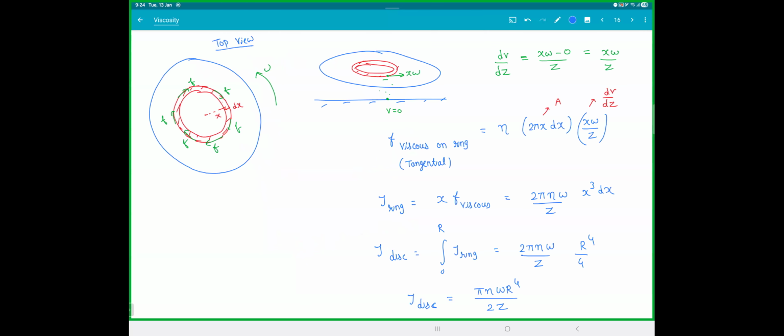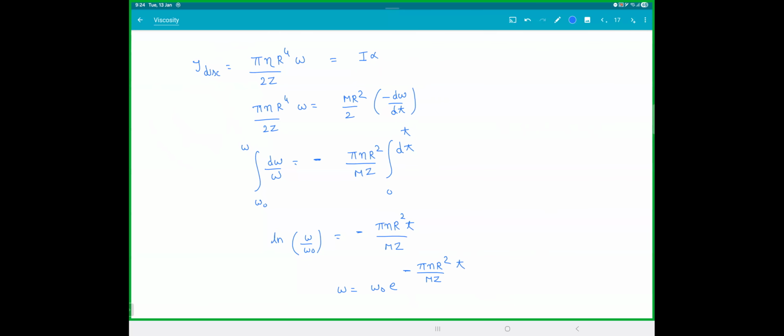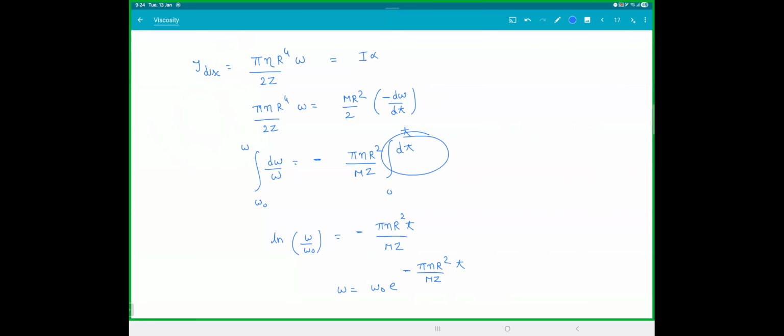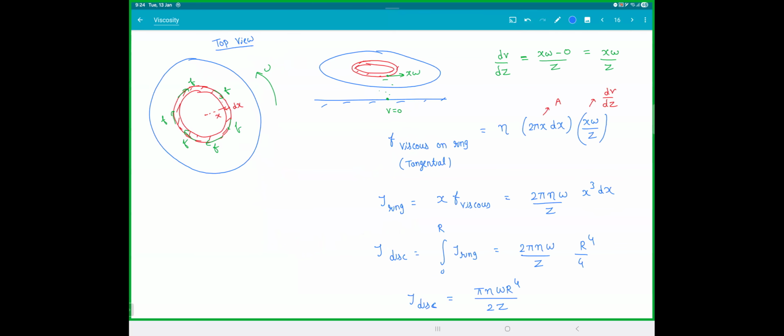Are you clear with the steps? So there are two integrations here. The first integration is with respect to x. The second integration is with respect to time and omega. So you have to integrate two times. Please have a look at the steps.